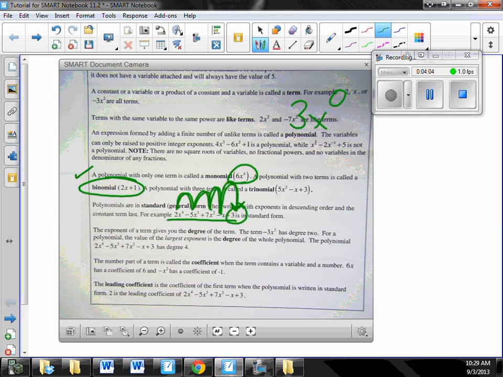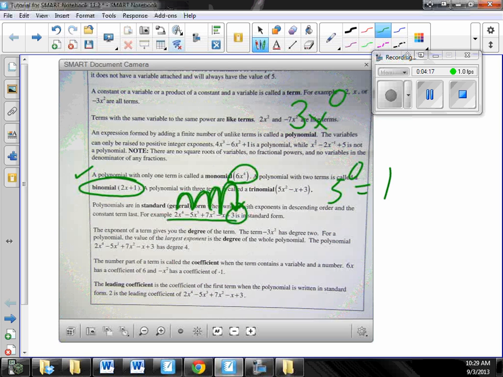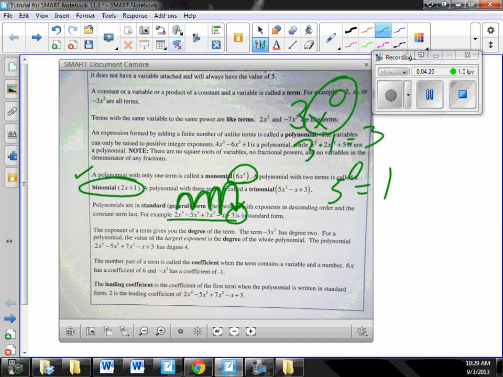What is x to the 0? 1. Okay? Any number to the 0 is 1. So 5 to the 0 is 1. So x to the 0 is 1, and 3 times 1 is 3. So anytime you don't see a variable, the exponent is 0. And that's important because we need to know what's called the degree.